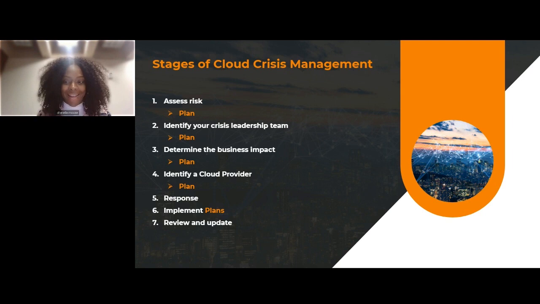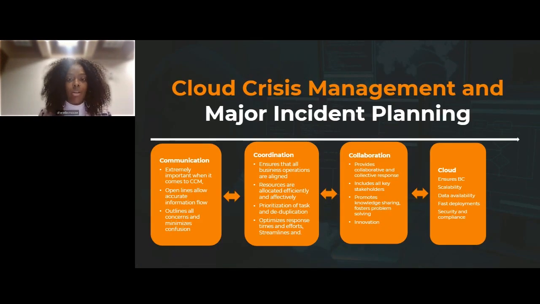Okay, and on this slide here, we're talking about cloud crisis management and major incident planning. This is going to be in conjunction with the previous slide. We want to communicate. It is extremely important to communicate when it comes to cloud crisis management to ensure that information flows from the top down and from the bottom up when we have any incidents coming into the organization, and we want to start that communication from the first sign of any incident that could be happening within the cloud environment.